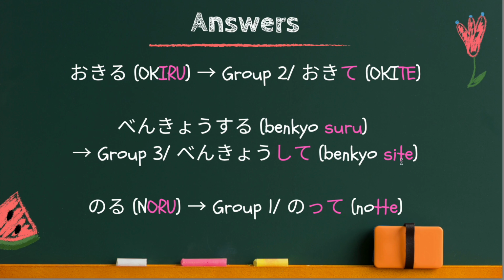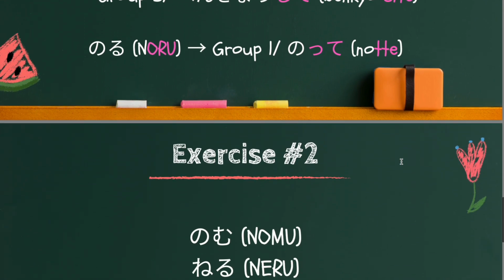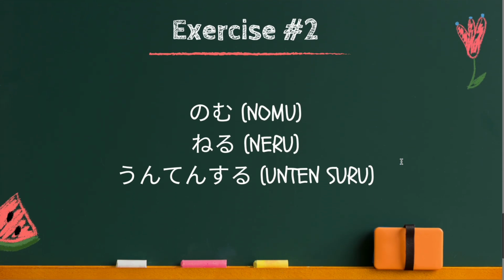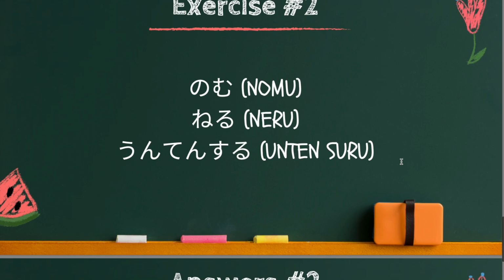Now let's do one more exercise. So let's do the same thing. Think if it's group 1, 2 or 3 and then change the verb into te form. Now the answers.